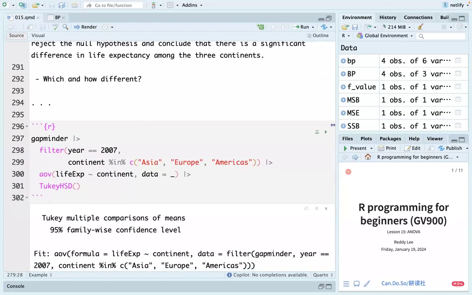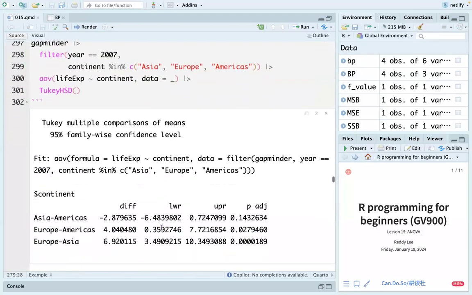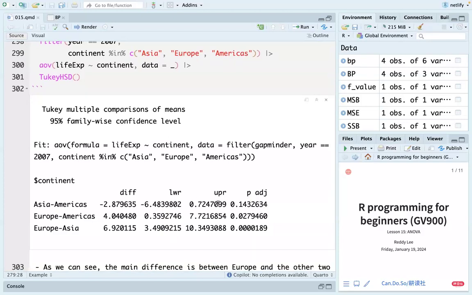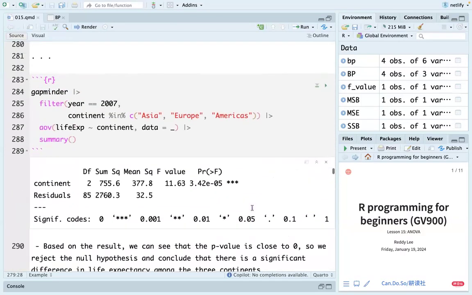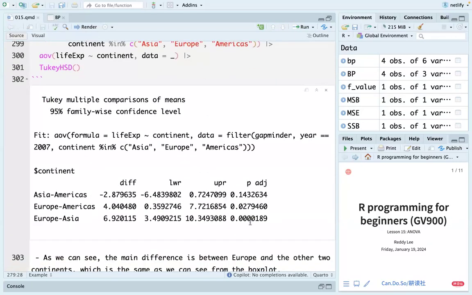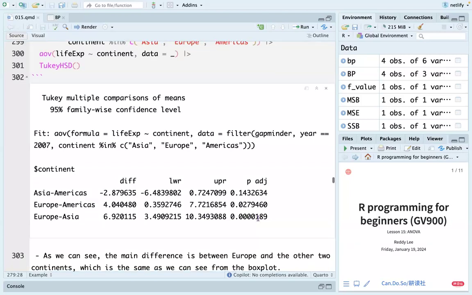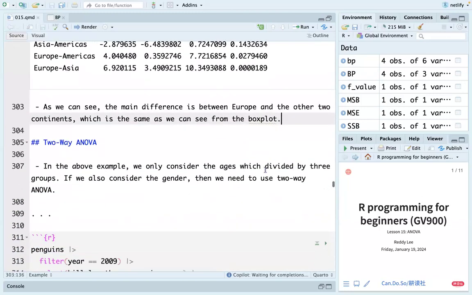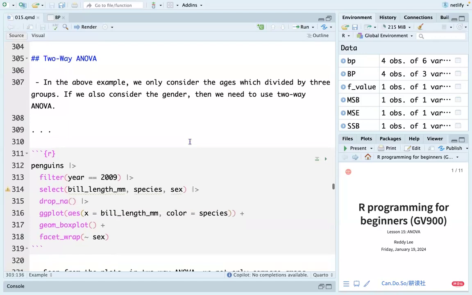And to see which and how different, we can use a TukeyHSD test. We can say that Asia and America is not significant, as we have concluded from the plot. But Europe to America and Europe to Asia are quite different, very significant. Okay, that's one-way ANOVA. One-way ANOVA is when the three groups are independent, because Asia, Europe, and America are independent.